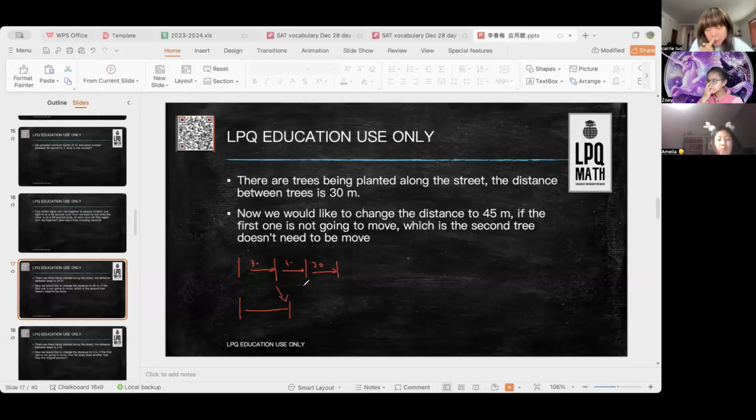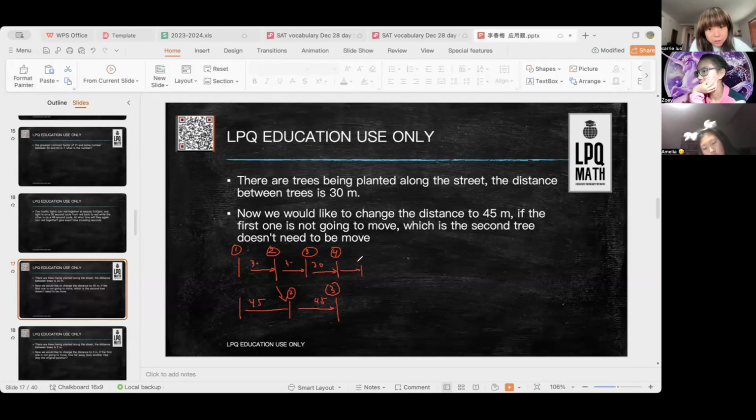I want you to tell me, for the original one, this is the first one, this is the second one, this is the third one, this is the fourth one, right? So obviously the second tree has to be moved, right? How about the third tree? The third tree has to be moved as well. 对不对? Correct? It's 45, 45. I want you to find out.